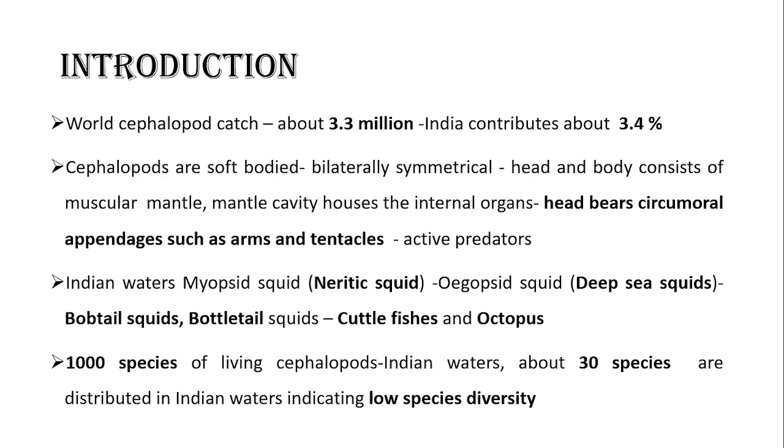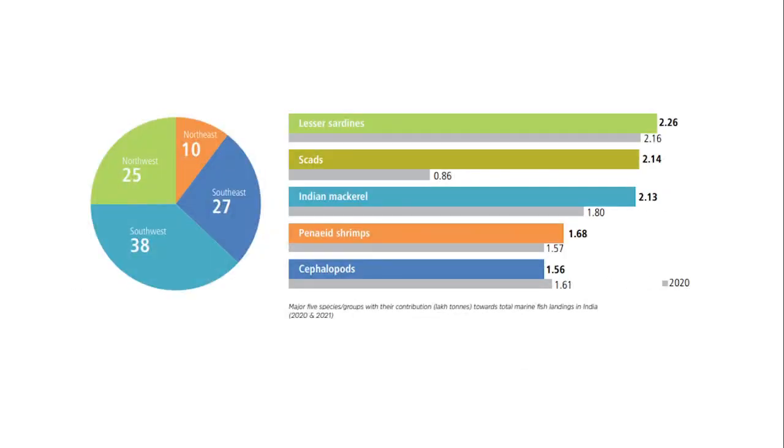In Indian waters, the myopsid squid and neritic squid are classified on the basis of myopsid squid and oegopsid squid. The myopsid name indicates the neritic squid, while the oegopsid squid indicates the deep sea squids, and they are further classified as bobtails and bobtail squids, etc. Of the thousands of living cephalopods, about 30 species are distributed in Indian waters, indicating lower species diversity. These are the reports released by the CMFRI in the years 2020 and 2021.